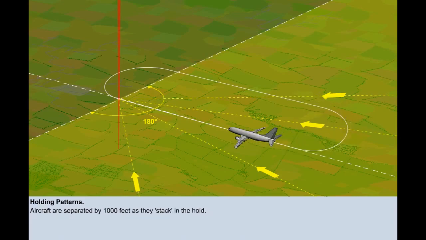Aircraft enter the hold at a given altitude and stay there or stack until they are allowed to descend to the next level, 1,000 feet lower, and ultimately leave the hold to approach the airport.